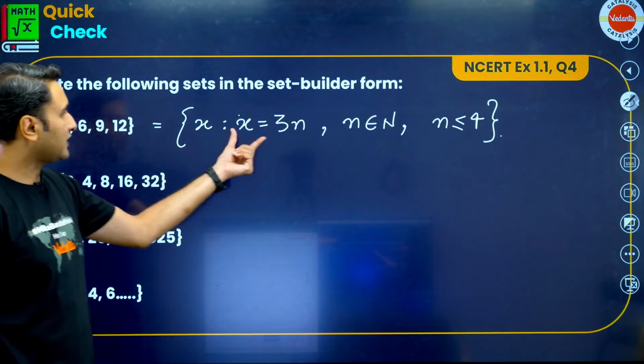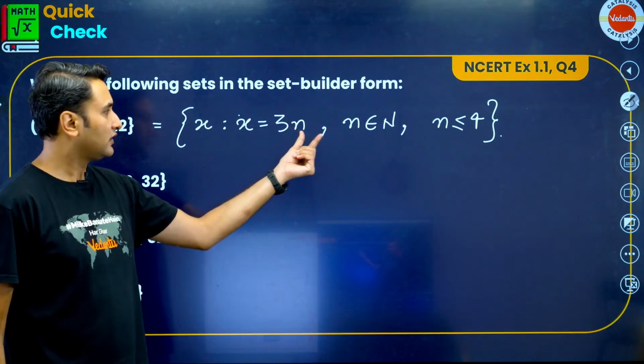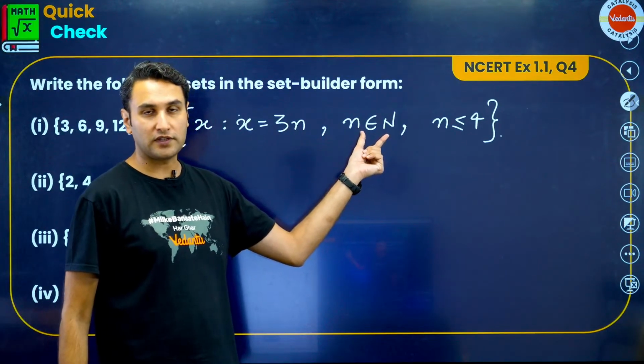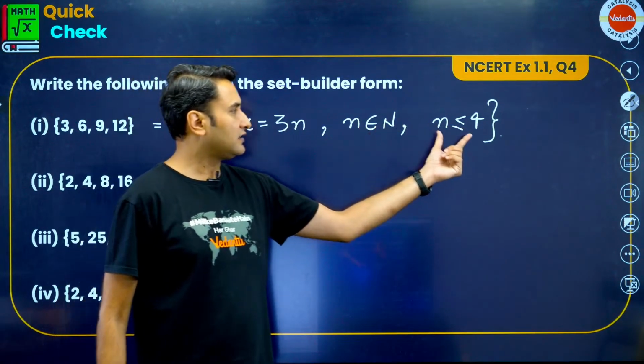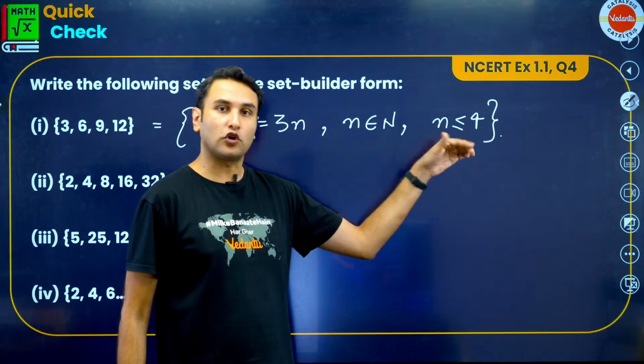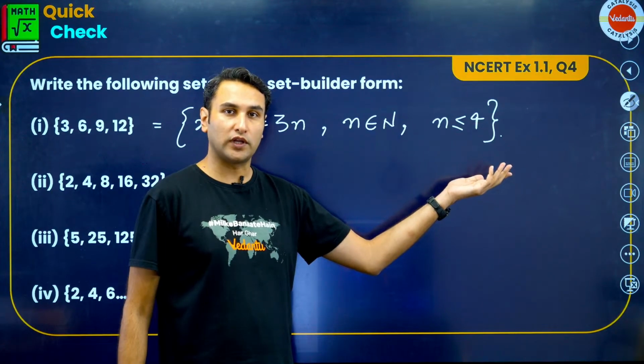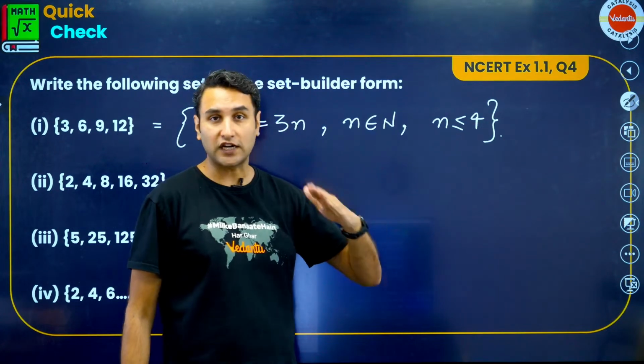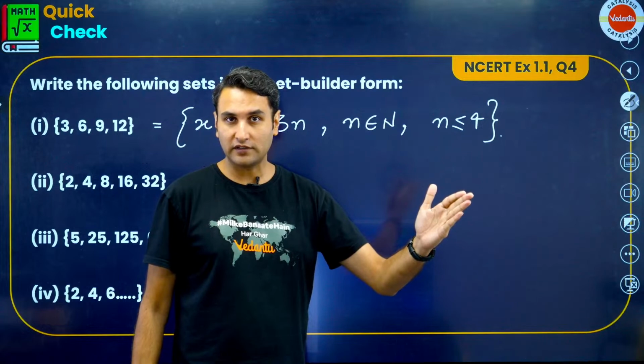Set of all x such that x is a multiple of 3, 3n. n belongs to natural numbers, n is a natural number, n is less than or equal to 4. Because when I write n less than or equal to 4, it automatically means it is greater than or equal to 1, because natural number starts from 1. Are you getting me? Right?